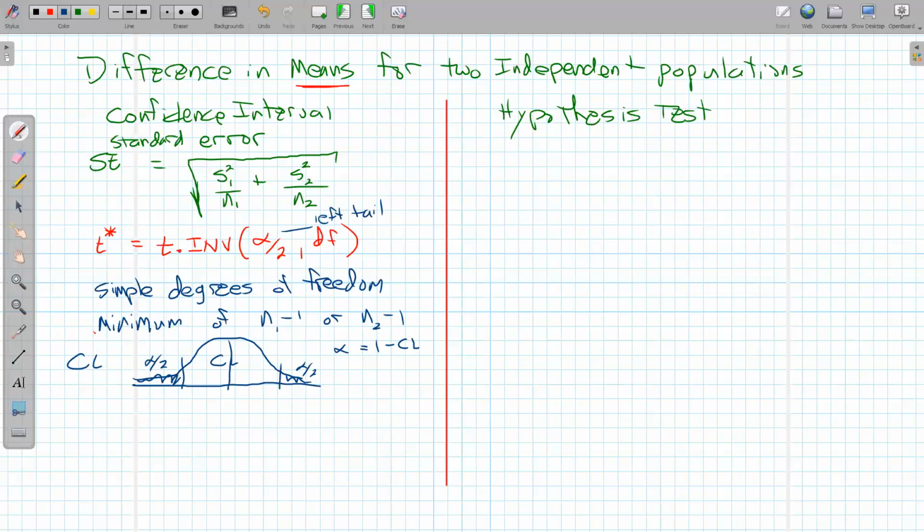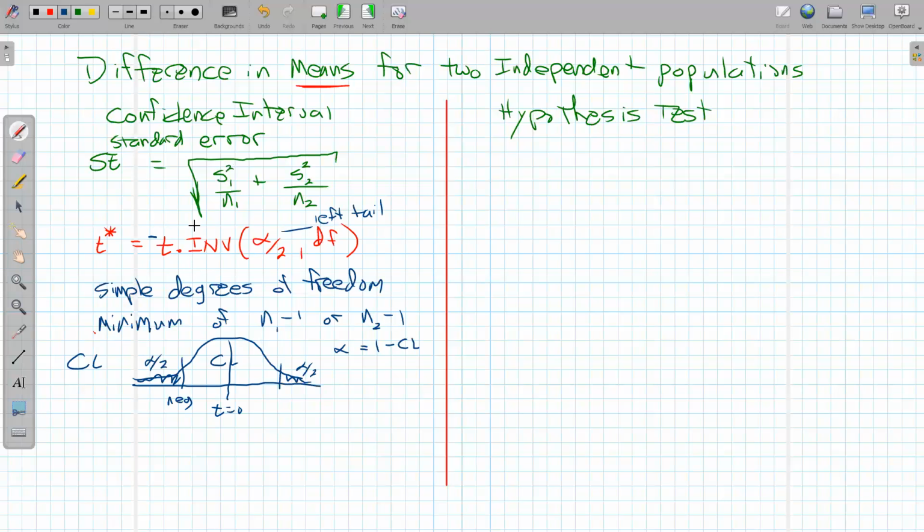For t-scores, t equals 0 is in the middle. That means this t-score over here is going to be negative. So I usually in the formula take the opposite. You might remember seeing me do that before. So I take the opposite of the t inverse of the left tail probability based on the confidence level, and then degrees of freedom here is going to be the smaller of those two numbers.